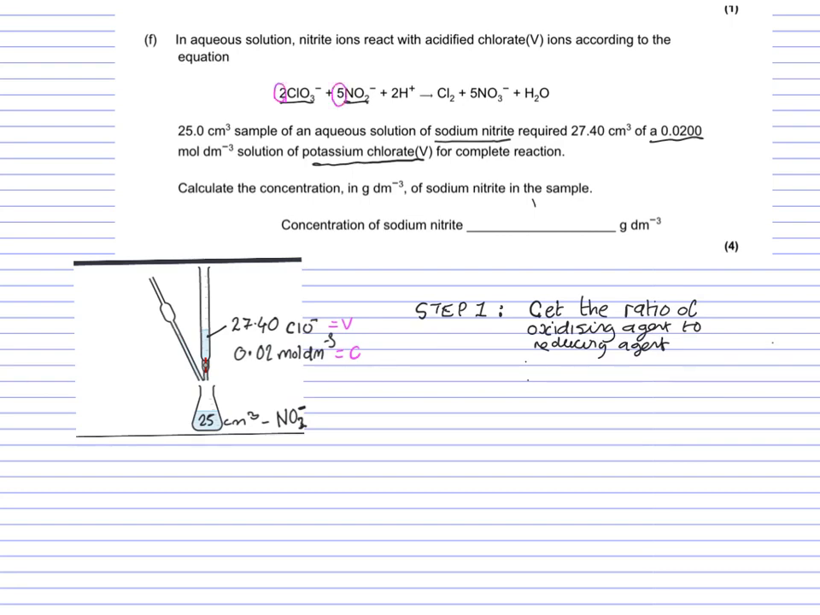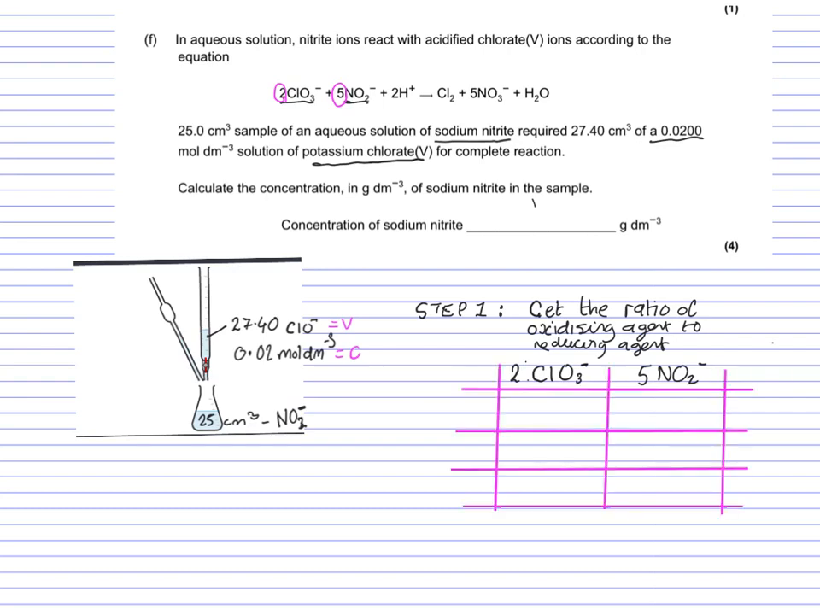So the next step, you must get the ratio from the balanced equation. This is one step students always miss. Get the ratio of the oxidizing agent to the reducing agent. So it's 2 moles of the chlorate 5 ions to every 5 moles of the nitrite ions. So it's really, really important you get that mole ratio first off.